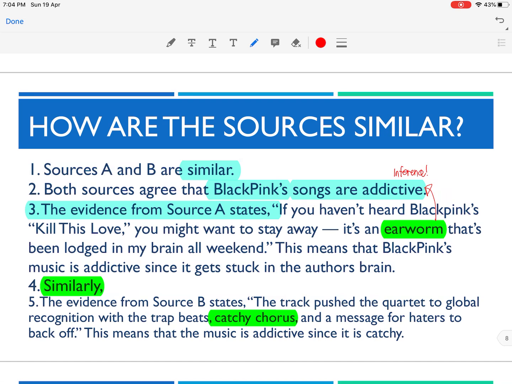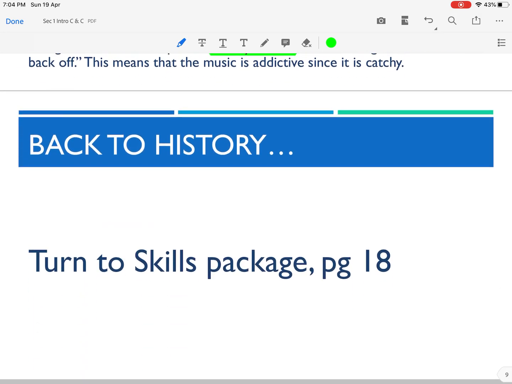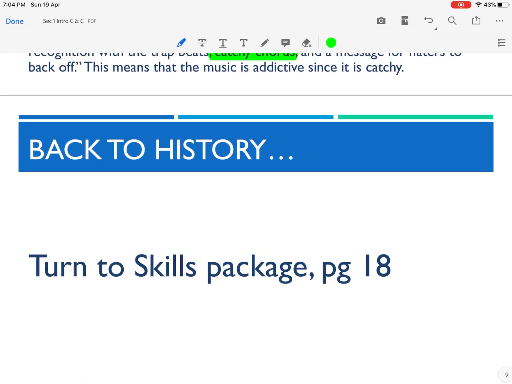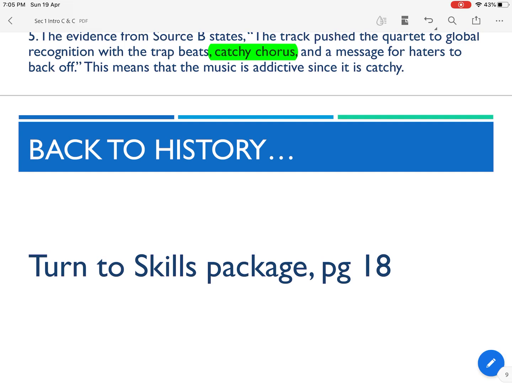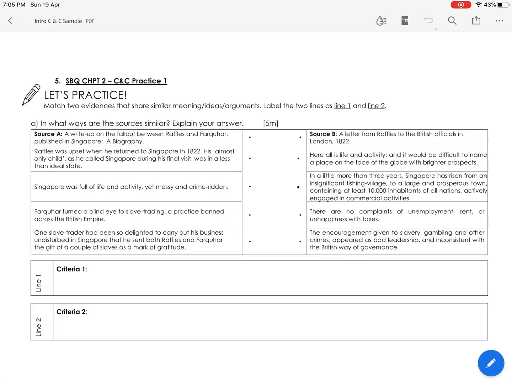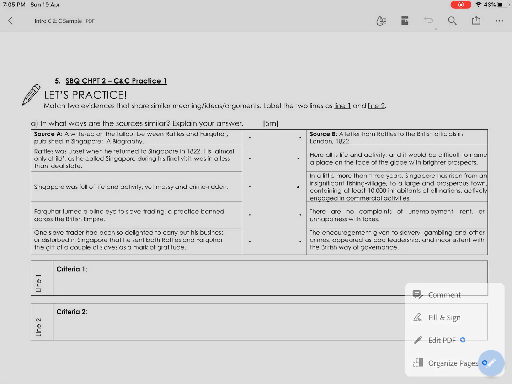Okay, so now we are going on to the next part, which is back to history, and I want you to turn to your skills package, page 18. If you look at page 18, these are the two sources. Pause the video for a while and take time to read the two sources before I give you all the answers.